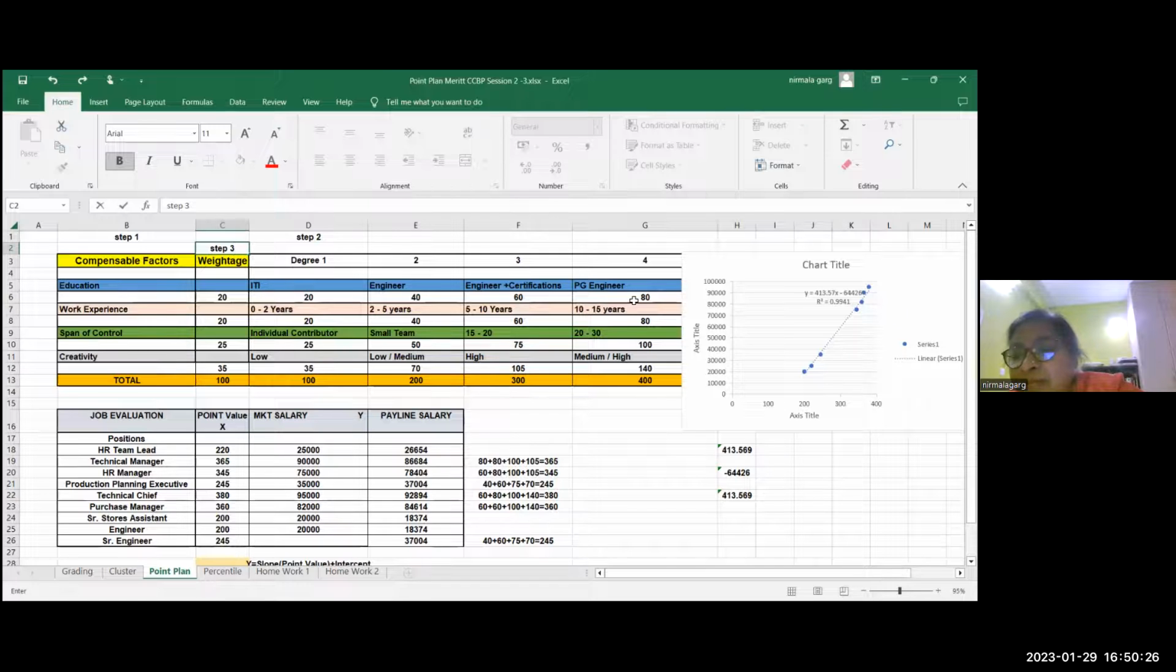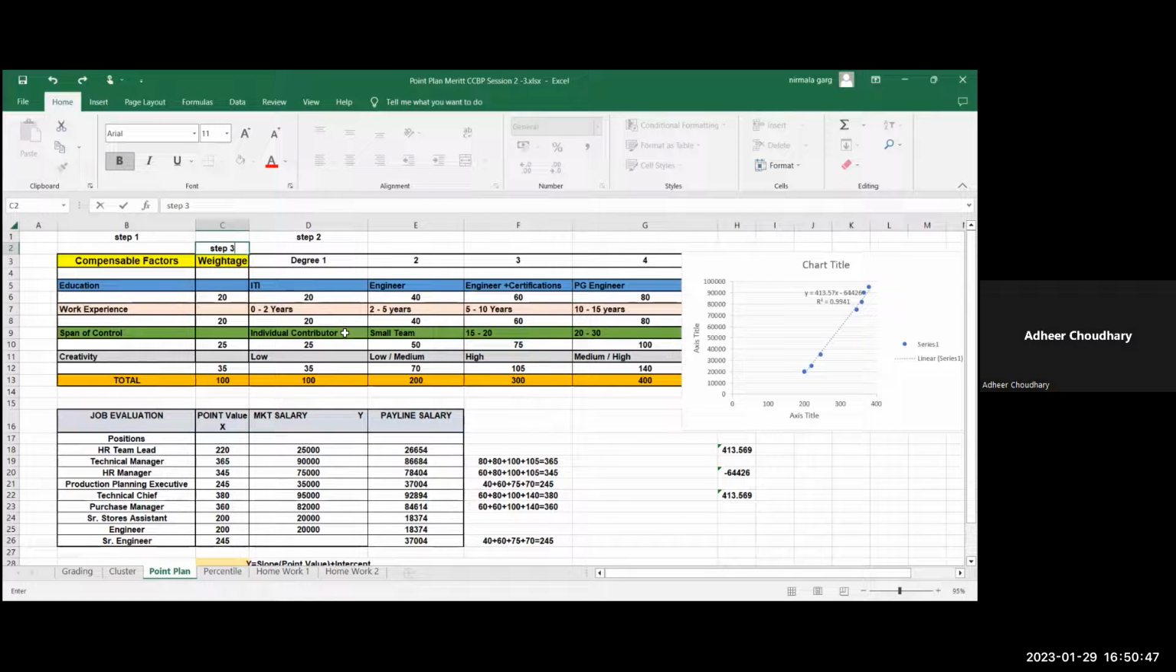80 points. It's not grades. Now for this HR team lead, work experience, say if I want to look at work X, say for example, work X is 0 to 2 years. How many points will I give? 20 points.